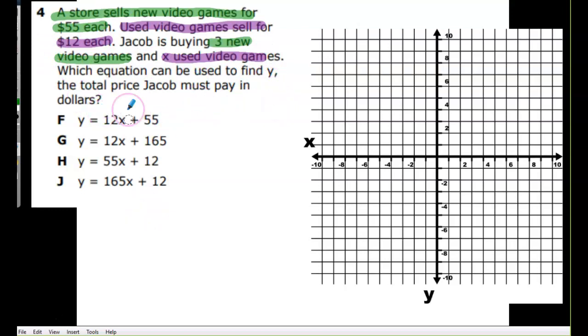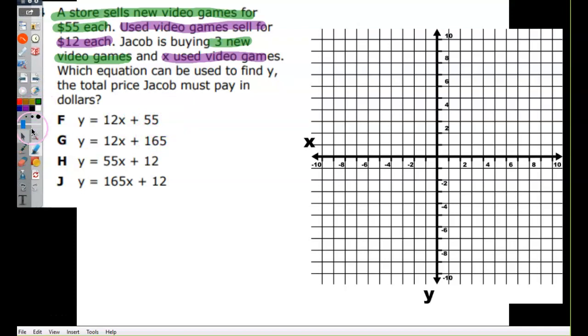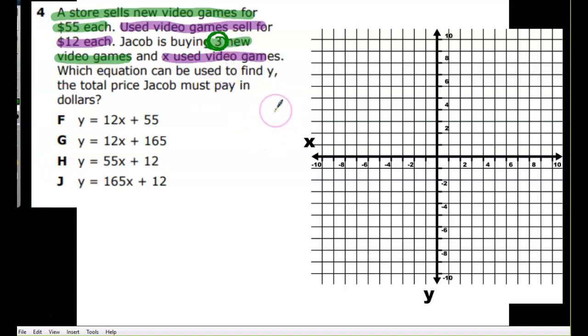Well, look, they kind of jumbled up the information, but when we color coded it or made some annotations to help us figure it out, that becomes really easy to put together. I need to figure out what the total cost of new video games is because I know he bought 3 of them. If I am buying 3 of something, and they're 55 each, I'm going to multiply that. So 3 times 5 is 15. I carry the 1. 3 times 5 is 15 plus 1, so 165. So I know 165 is my fixed amount.